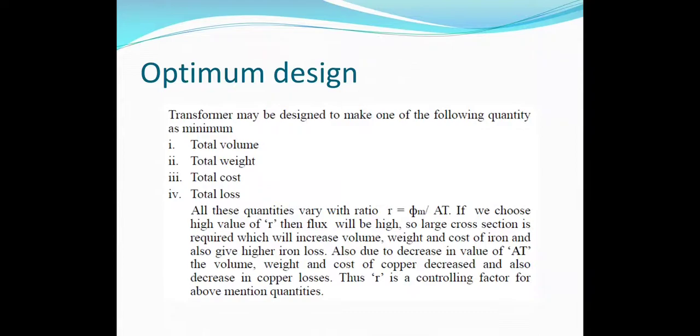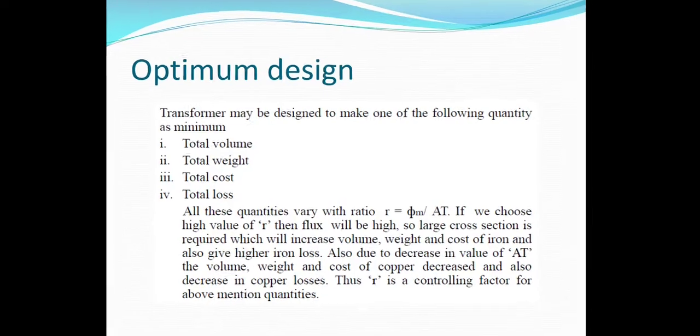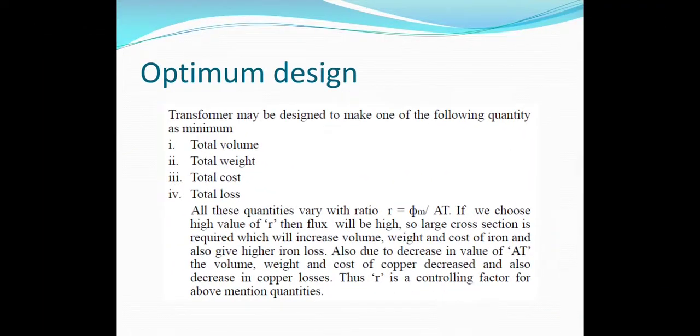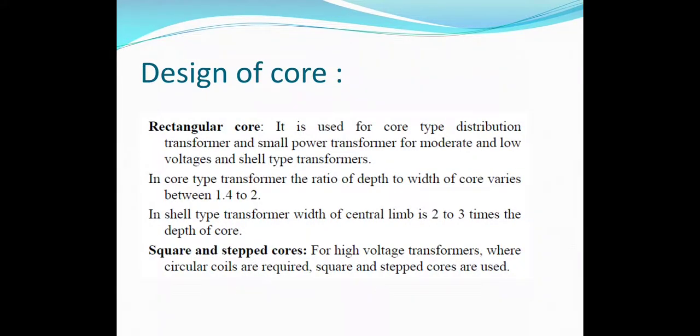And the value of this topic is the optimum design. How can we design an optimum transformer? It depends on these four factors: volume, weight, cost and loss. Losses in the transformer. These factors are mainly dependent on the R value, where R is the ratio between pi m and AT.